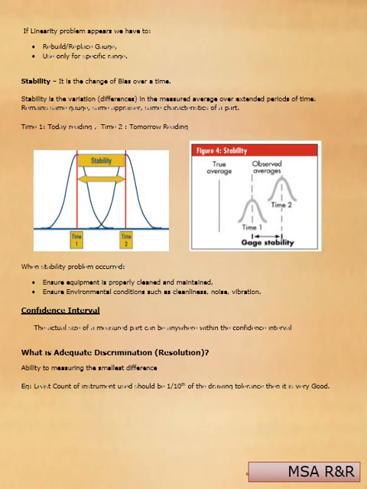What is adequate discrimination, normally also called resolution? The ability to measure the smallest difference. For example, the least count of the instrument used should be one tenth of the drawing tolerance.